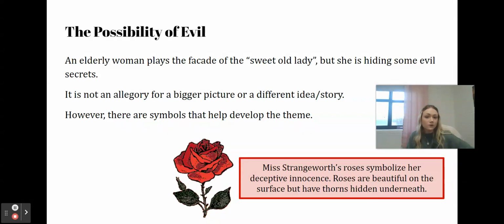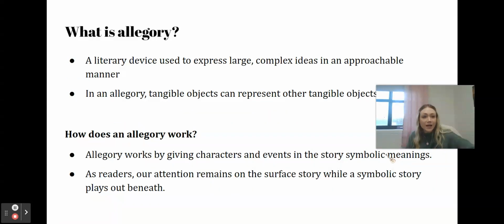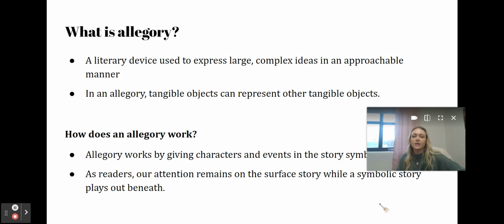Roses are beautiful on the surface, but have thorns hidden underneath, just like Mrs. Strangeworth. So then what is an allegory? It is a literary device used to express large, complex ideas in an approachable manner. So this is like big picture. Symbolism is like little picture. In an allegory, tangible objects can represent other tangible objects. In symbols and symbolism, your tangible object has to represent something that's intangible.